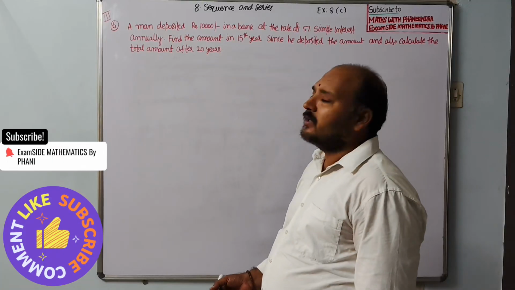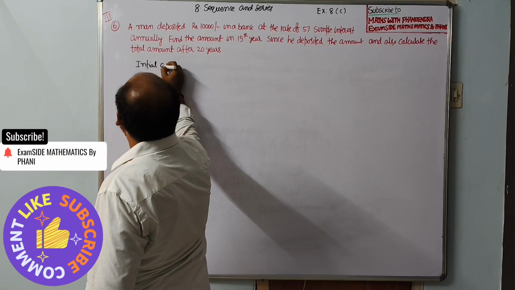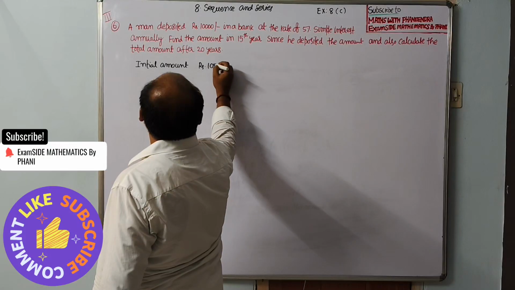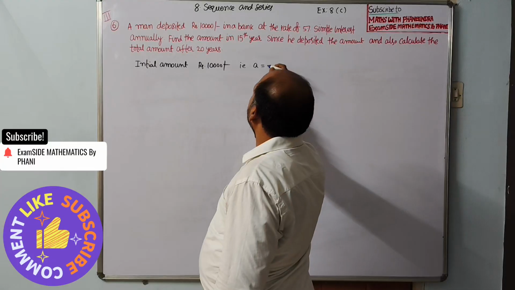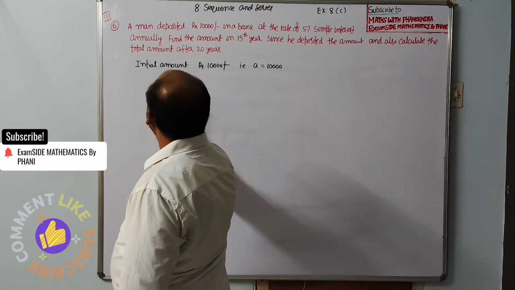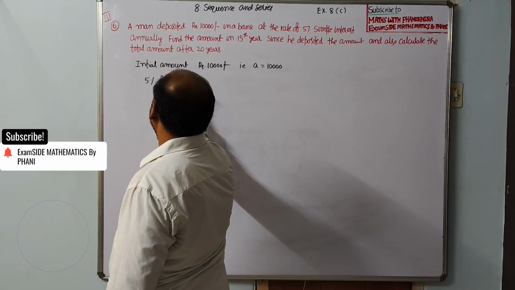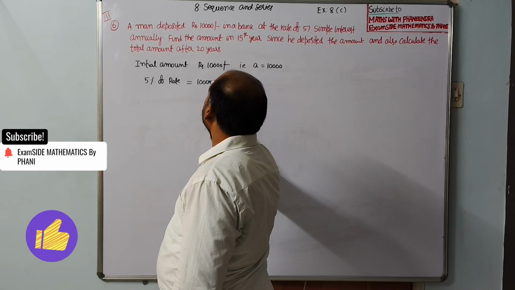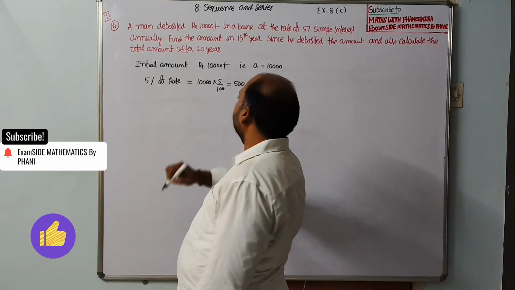See, a man deposited 10,000 rupees, the initial amount. So that means A is equal to 10,000. After that, how much percentage is the given rate of interest? 5%. That is 10,000 into 5 by 100, so it will be 500 rupees.